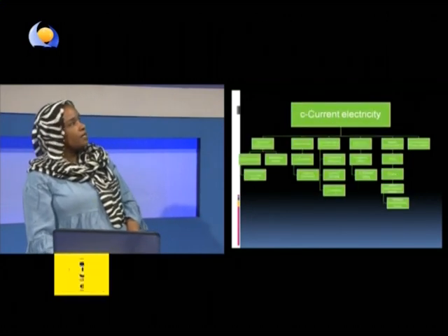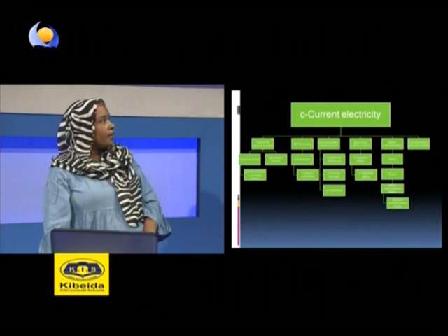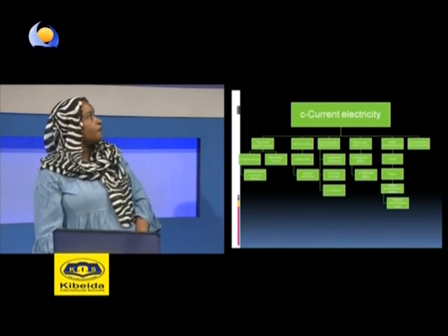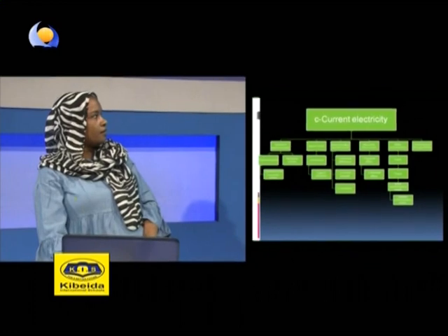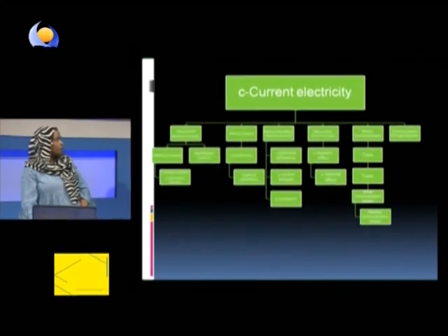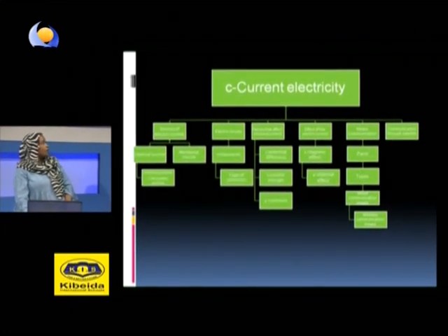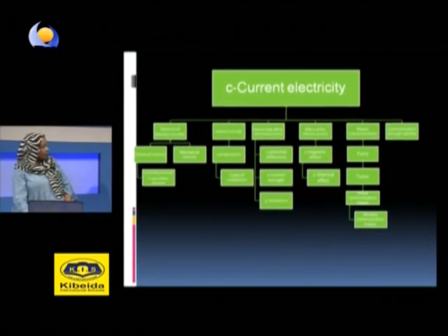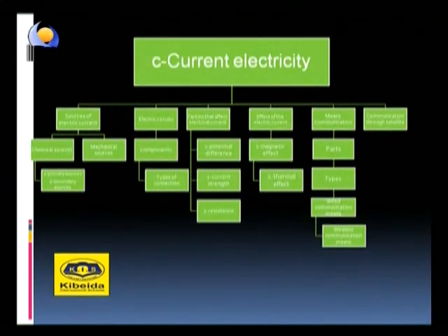And then C, current electricity. Current electricity contains the first part, which is sources of electric current, the sources that generate electricity. Sources are divided into the first one, chemical sources, and mechanical sources. What is the difference between chemical sources and mechanical sources? Chemical sources generate electricity according to chemical reaction, while mechanical sources generate electricity according to Faraday's law.